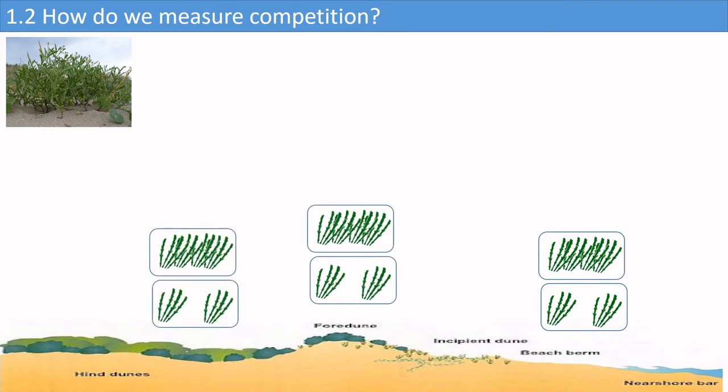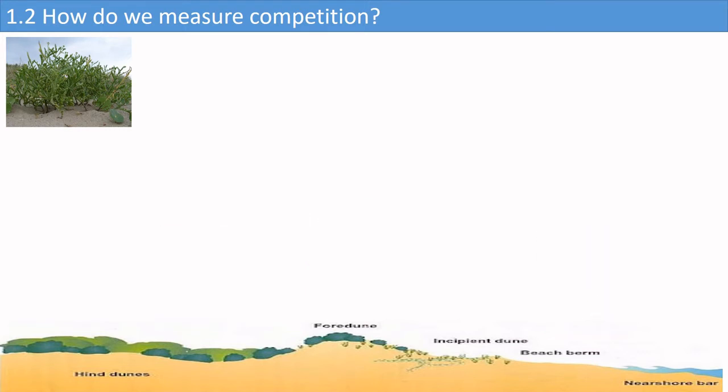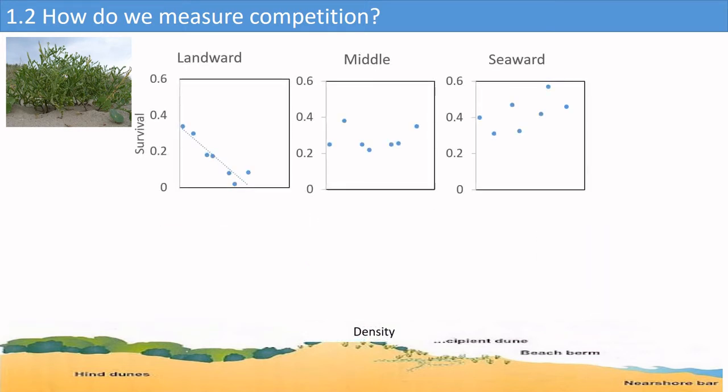So they had low densities and high densities at the seafront, at the top of the dune, and behind the dune. And they measured plant performance, which was measured here as survival. And this is the function of plant survival in response to density. So you see each of these dots corresponds to a different population density.